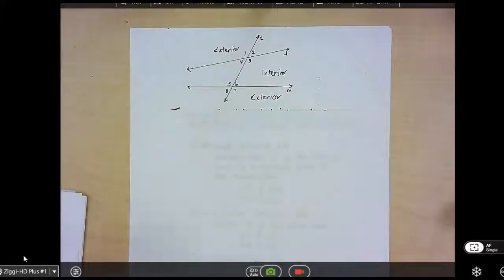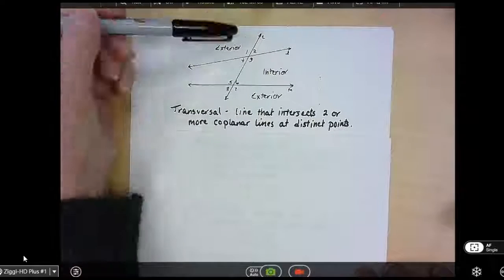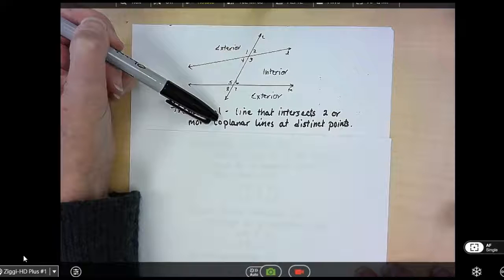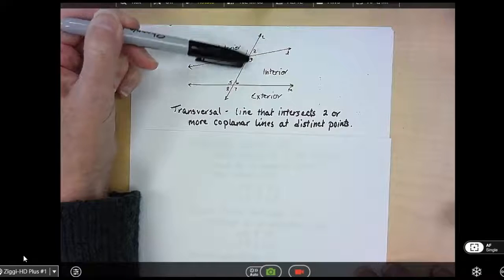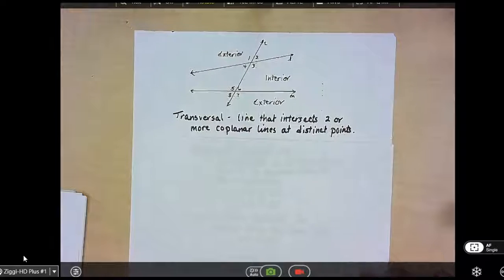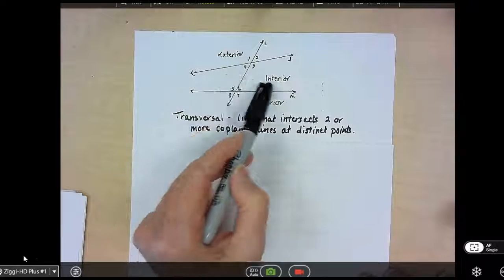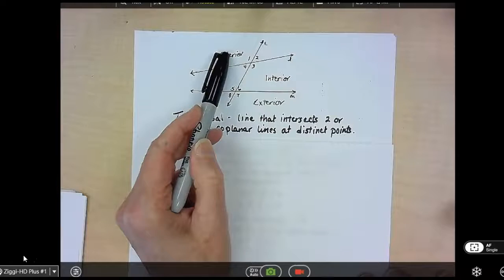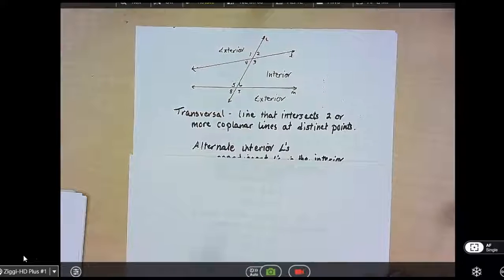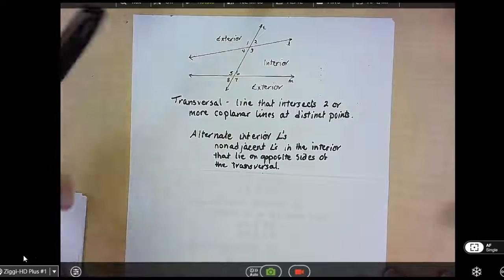we draw our transversal through two lines. The transversal is this line that intersects two or more coplanar lines at distinct points. So line T here is our transversal. If we have two lines, we call between them the interior, and outside the exterior. We can have different names for the angles.